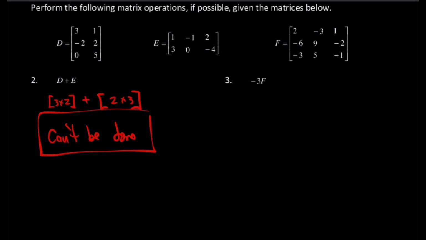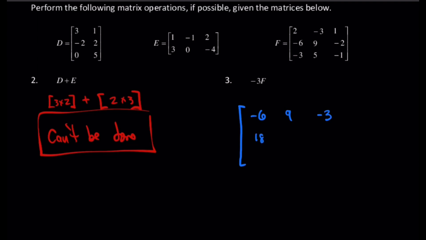Question 3, you're multiplying by a scalar. This is pretty simple. I'm taking matrix F. I'm going to multiply the whole thing by negative 3, so it's just like distributing. And I don't really need to show a lot of work for that. Just make sure you distribute that negative 3. So I have negative 3 times 2 is negative 6. Negative 3 times negative 3 is positive 9. Negative 3 times 1 is negative 3. Negative 3 times negative 6 is 18.